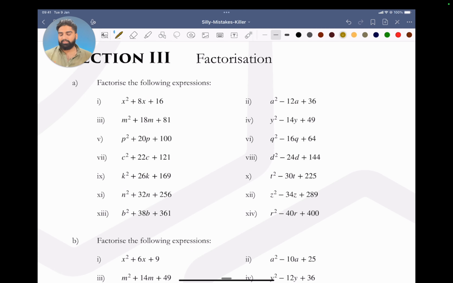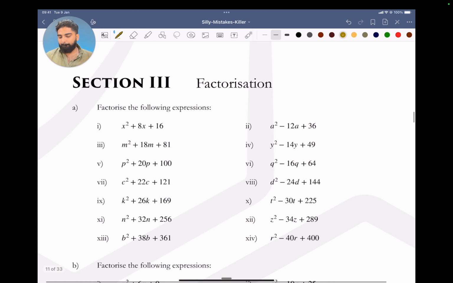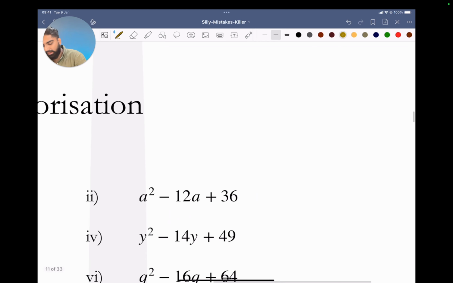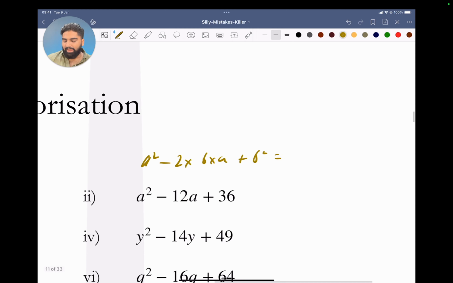Now, for the factorization part, we are trying to do the opposite of this. If you look at this guy here, I can rewrite this as a squared minus 2 times 6 times a plus 6 squared. Now, what does that look like? It's actually the opposite of what we just learned. And that's what factorization is. You're trying to go backwards. It's the opposite of expanding. And if you have something in this form, I already know straight away this is a minus 6 whole squared.